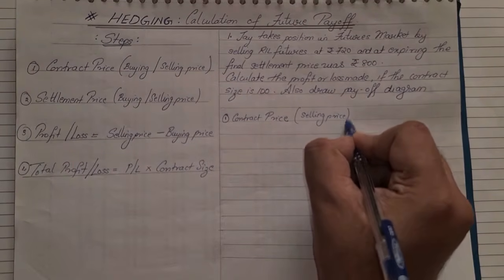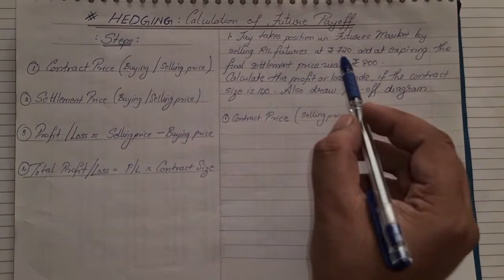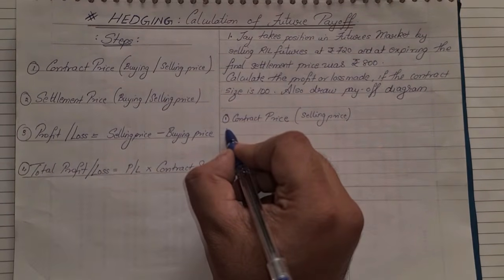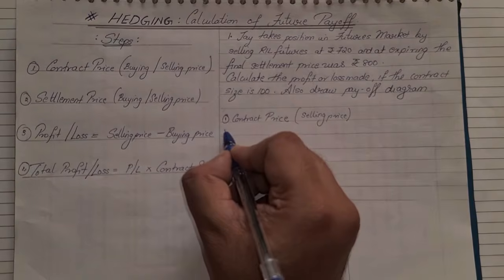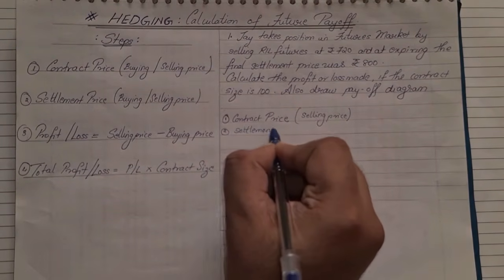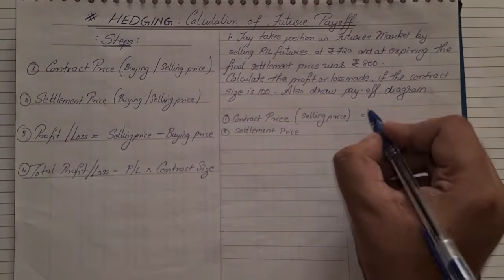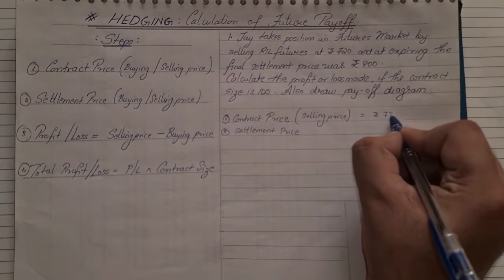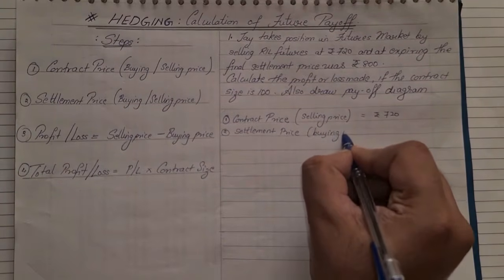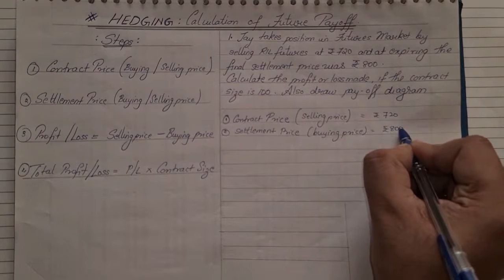So contract price is nothing but my selling price. Thereafter, it is given that if I sell right now, in future my settlement price will be based on buying. So step number 2, the settlement price. I'll note down here that the contract price is rupees 720. Settlement will be based on buying, so my buying price will be rupees 800.